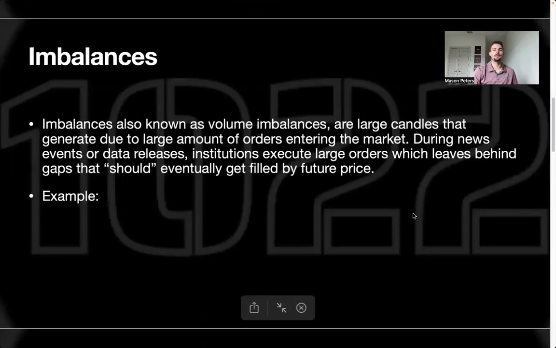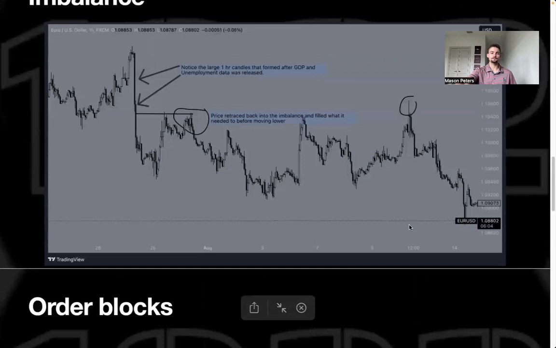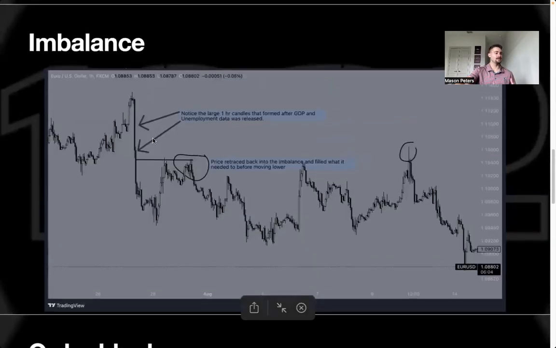So we went over volume imbalances in the last one. Basically the same thing as well. These are large candles that generate due to a large amount of orders entering the market, right? During news events or data releases, institutions execute large orders, which leaves behind gaps that should eventually get filled by future price. Here we have an example, and in the last video, you should have had many examples to refer to to identify what an imbalance is.